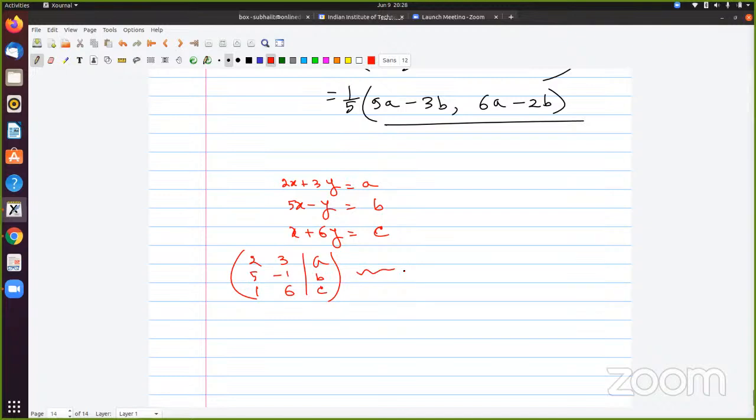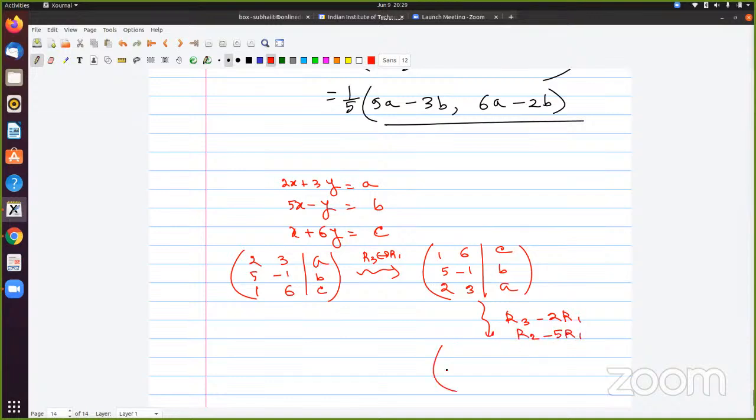This is the augmented matrix, right? Correct. So what do you want to do here? So I am interchanging R3 and R1 to make it a little bit easier. Okay. You can start with dividing the first row by 2 also. Nothing will stop you. So R3 minus 2 R1 and R2 minus 5 R1, right?